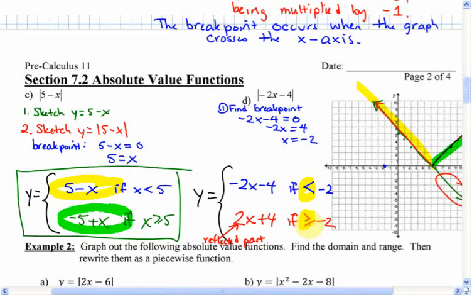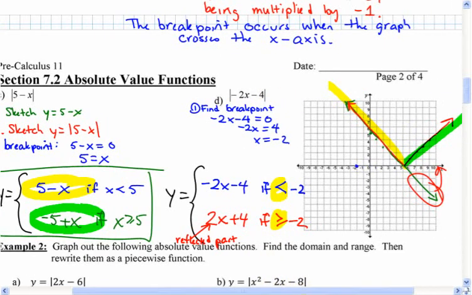Visualize with me what this graph looks like. Just put your pens down. Just visualize now, okay? Watch me. Same thing as that one. -2x minus 4. What does the line look like? Well, the y-intercept is -4, the slope is -2, so the line looks like this, okay?